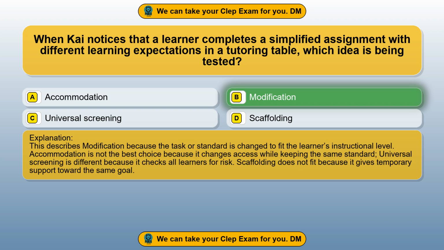This describes modification because the task or standard is changed to fit the learner's instructional level. Accommodation is not the best choice because it changes access while keeping the same standard. Universal screening is different because it checks all learners for risk. Scaffolding does not fit because it gives temporary support toward the same goal.